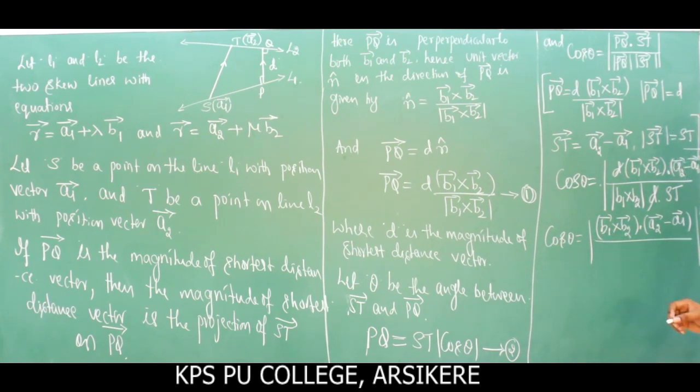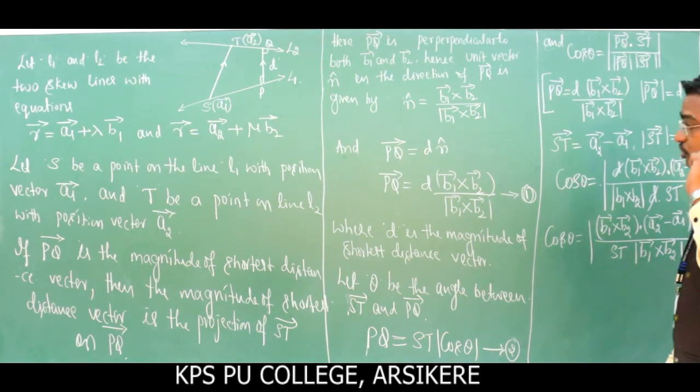Whole divided by, this is very important, first I will write ST, okay? ST, and what remaining terms are left, D gets cancelled there, what will be left there? Modulus of B1 cross B2 comes. This is the magnitude of B1 cross B2. This is cos theta.